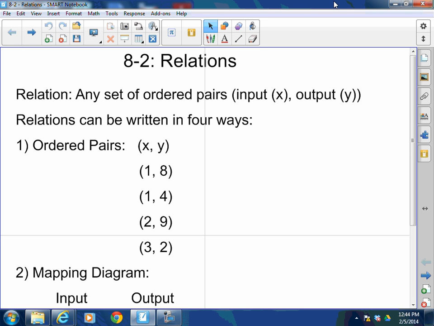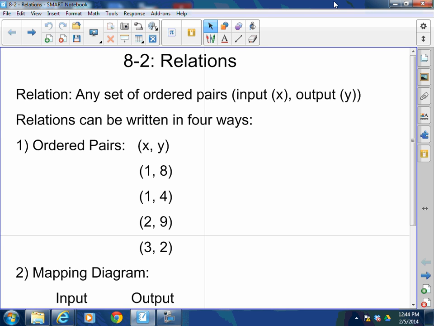We're talking about relations and functions and graphs in Chapter 8. And yesterday, we talked about just regular graphing, how to make a table of values for linear equations. I taught you guys a little trick for the absolute value. Remember, find that h and k, the opposite number. And today, we're going to talk a little bit about relations.